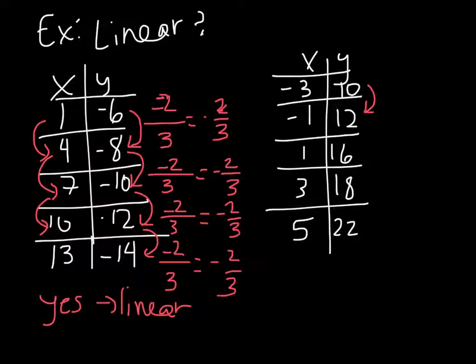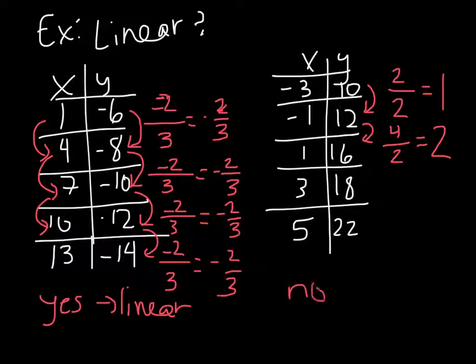So let's look at this one. All right, my change in y, I went from 10 to 12, so I went up 2, and I went from -3 to -1, which is also up 2, so my rate of change was 1. From here to here, I went from 12 to 16, I went up 4, and from -1 to 1, I went up 2, so my rate of change is 2. As soon as I get a different rate of change, I can say, no, it is not linear. I don't have to check anymore.